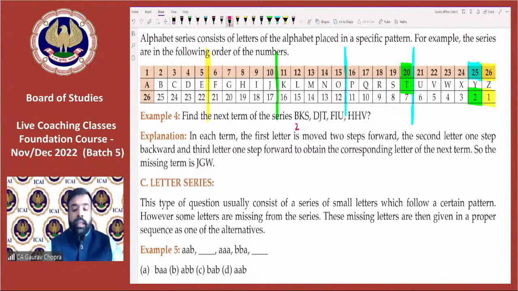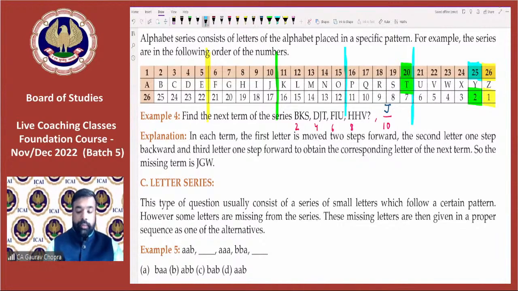Like B is on second position, D is on 4, F is on 6, H is on 8. So if we see the first letter, we can see that numbers are moving from 2, 4, 6, 8, and the next number will be 10. So at 10th position, we are having J. So we will write J.